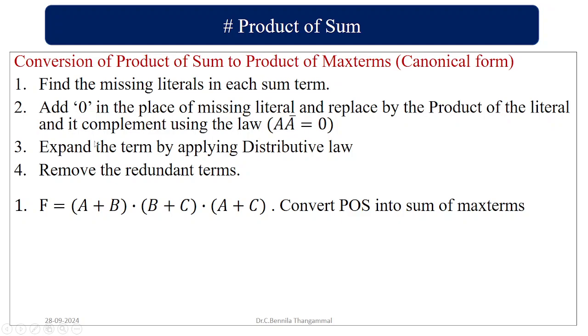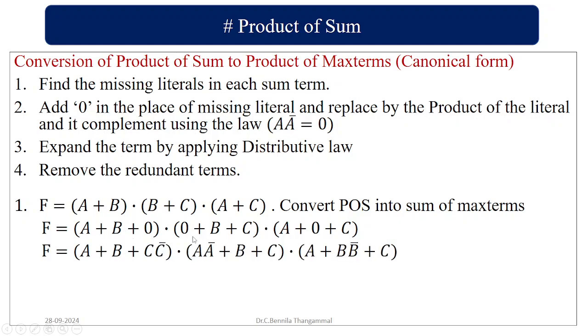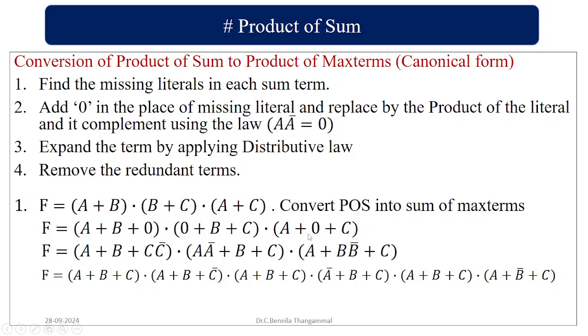So in this form, what is missing? The first procedure is to find the missing literals. So here C is missing, here A is missing, here B is missing. Replace that missing literal with 0. So I am just replacing C by 0, A by 0 as well as B by 0. Then 0 should be replaced by the product of the literal and its complement, right? So here I have to go for C into C bar, here A into A bar, here B into B bar. And then I have to expand this by the distributive law.